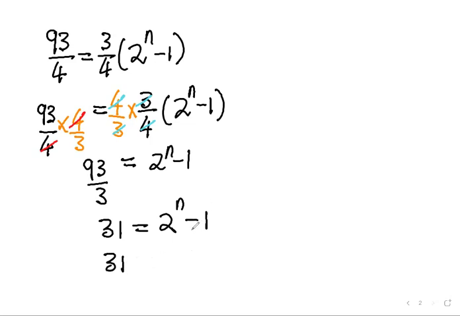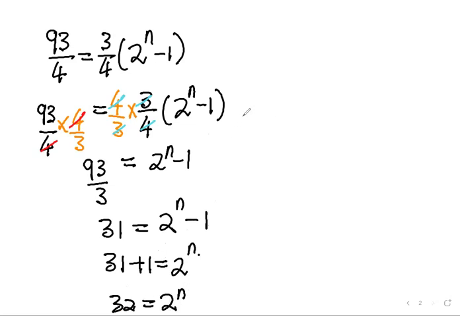And then from here, you're going to say 31. Remember, you're going to take negative 1 and transpose it to the other side. It changes the sign to become positive 1. It's equal to 2 to the exponent of n, right? And then you're going to add 31 plus 1. That will be 32. It's equal to 2 to the exponent of n.